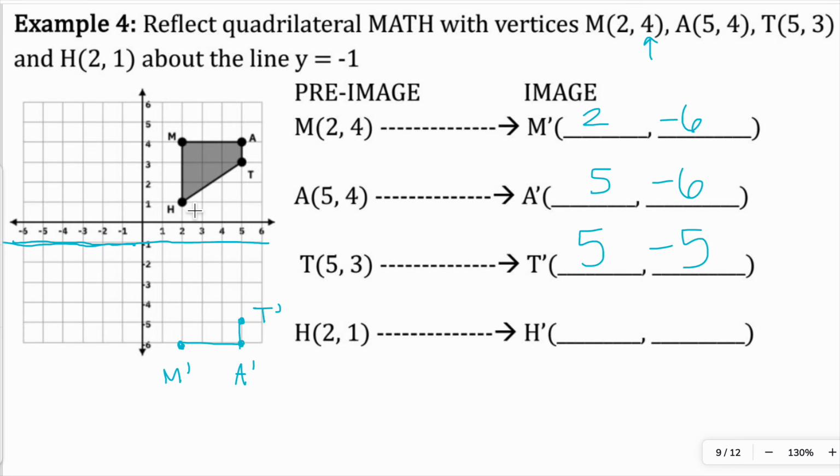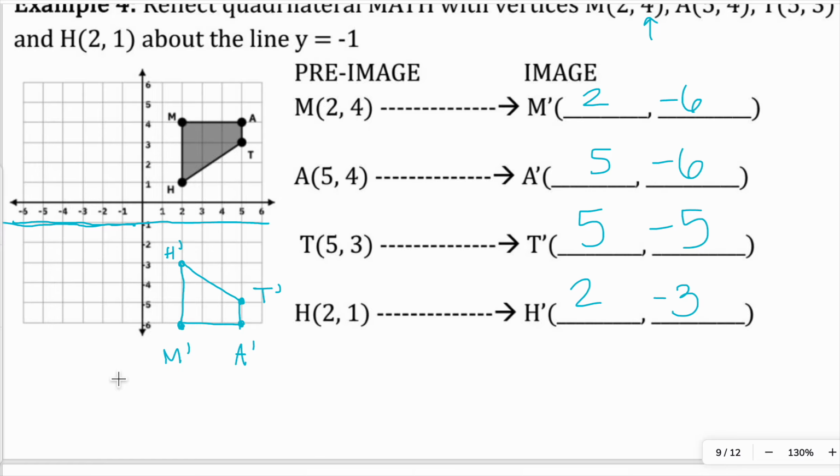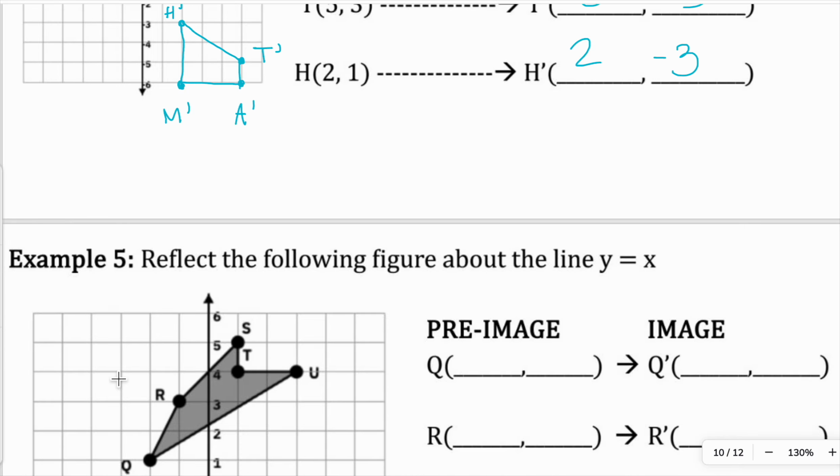And then H prime. H is 2 steps away, so H prime would be 2 steps away on the other side. And then that is 2, negative 3. So only my y values changed here, connecting point T to H and H back to M. Okay, so there's my line of reflection over y equals negative 1.